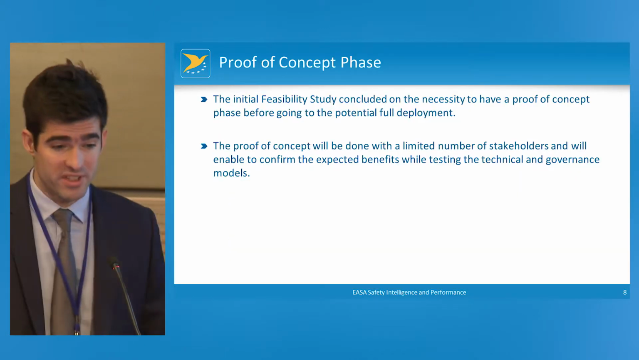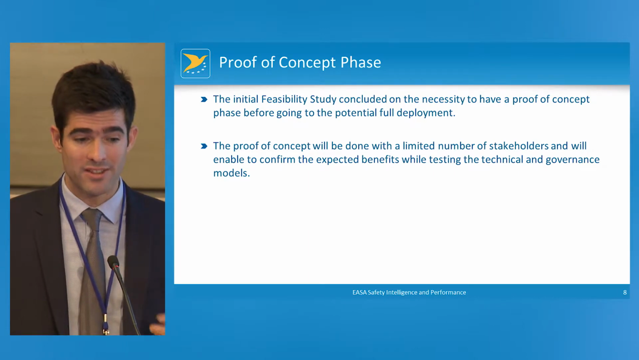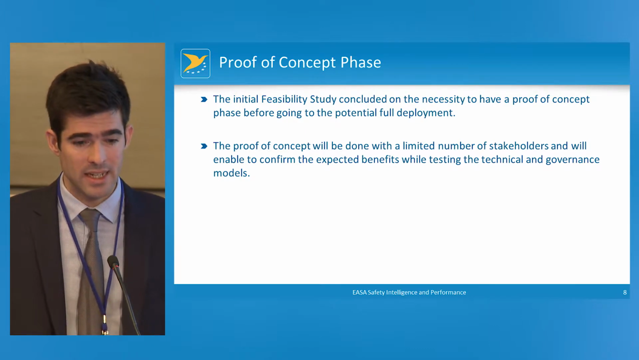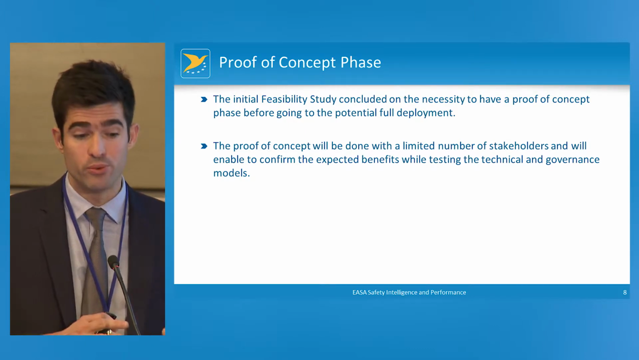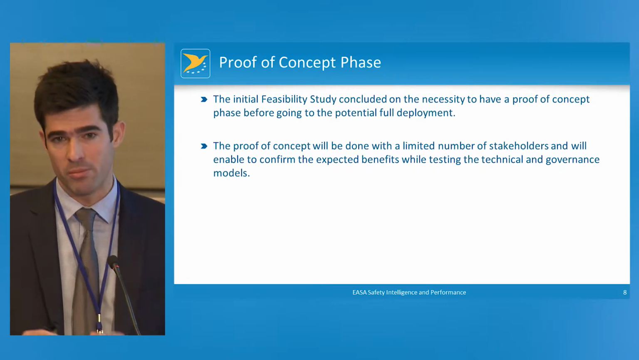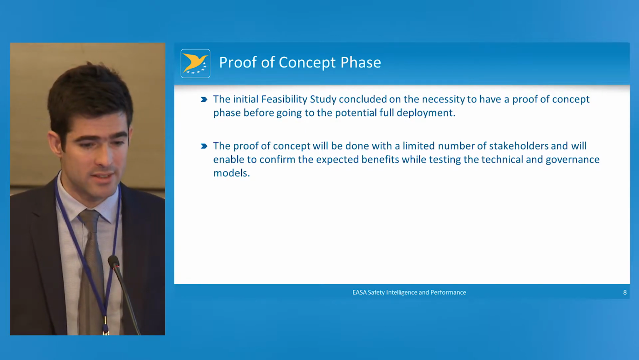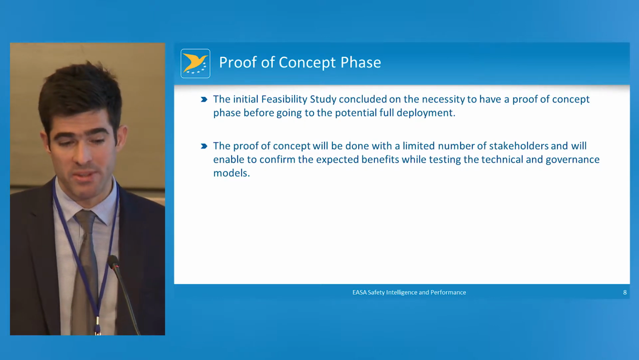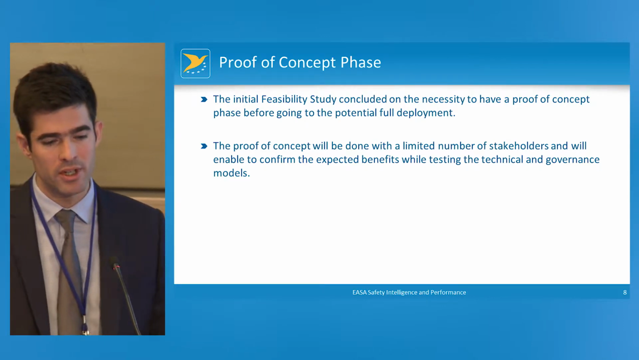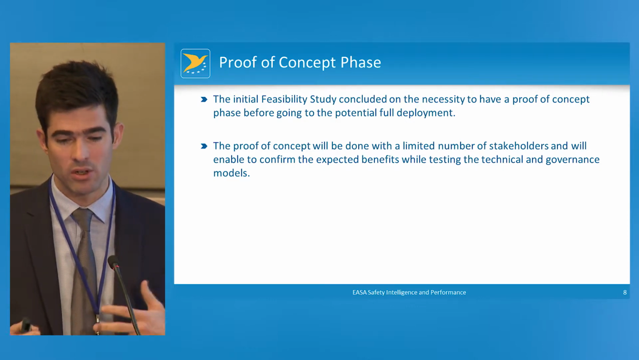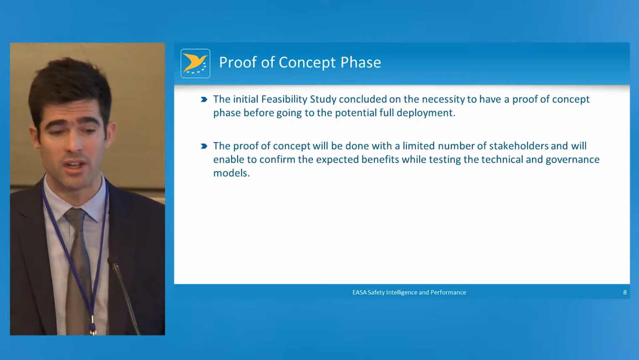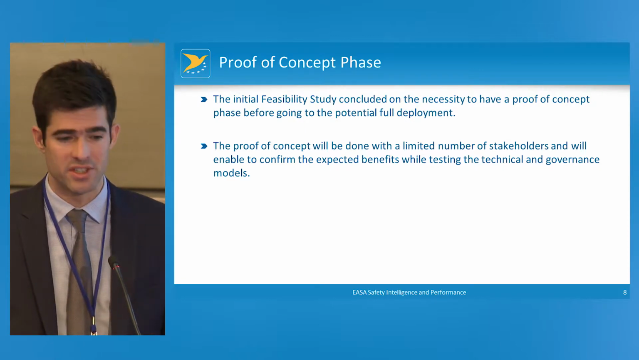One of the outcomes of the feasibility study was also that a first phase to demonstrate the concept was needed, a proof of concept phase, in order to test, demonstrate, and prepare the full deployment at scale of such a program. In order to limit the complexity, because this is quite a challenging program, the proof of concept phase will be done with a limited number of stakeholders and will enable us to confirm the expected benefits while testing the technical and governance models to run such a program. This is what we launched at the end of 2016, beginning of 2017.